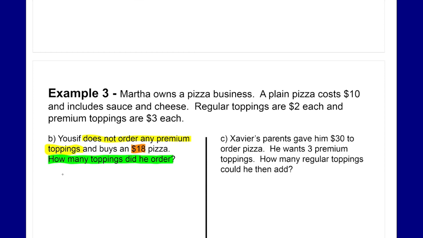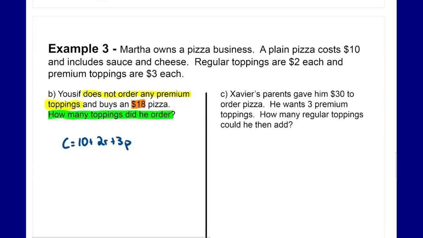I'm going to rewrite out the equation that we had before. C equals 10 plus 2R plus 3P, because chances are we are going to need that equation. Now, I have 3 variables in this case. I need only one. If I'm trying to solve, I need to have one variable to solve for, to get a value. So I have to look to the question to see what information is there that I can use to replace a variable? Well, he does not order any premium toppings. So that tells me that P has to equal 0.